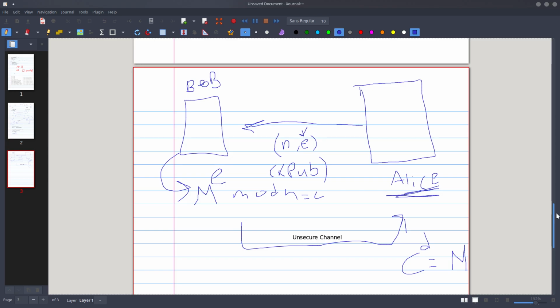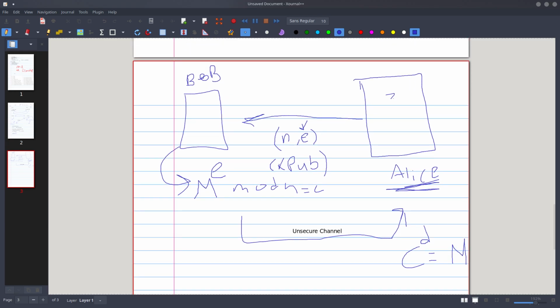And this is how RSA works. So here you've got your setup, everything that we just discussed up here. She sends this over to Bob.